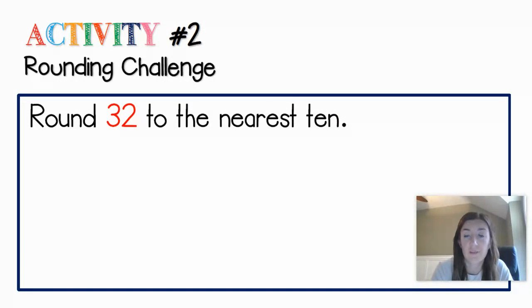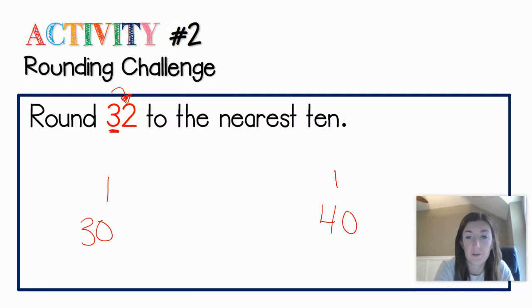Okay, let's try again with the number 32. So 32, I underline the tens place and I look to the right at the ones place. And I think about our benchmark numbers. Go ahead and write this down on your board. So our two multiples of 10 would be 30 and 40, the numbers it's in between. And our midpoint is 35.